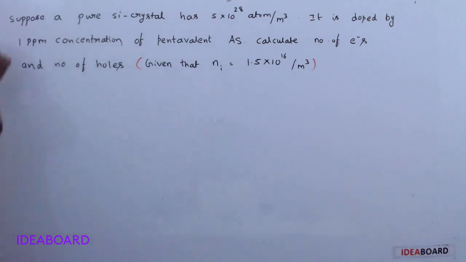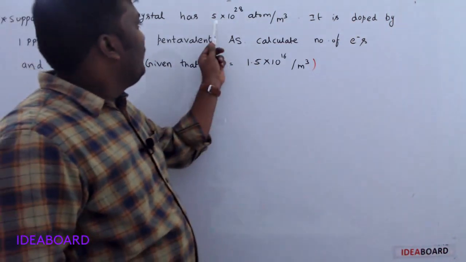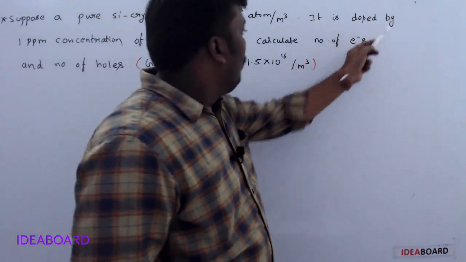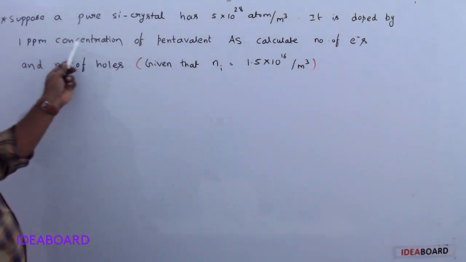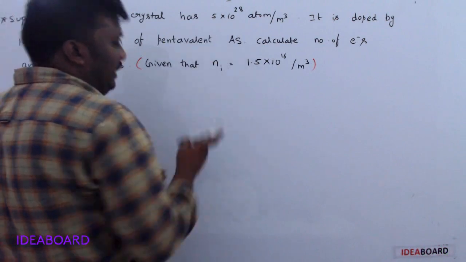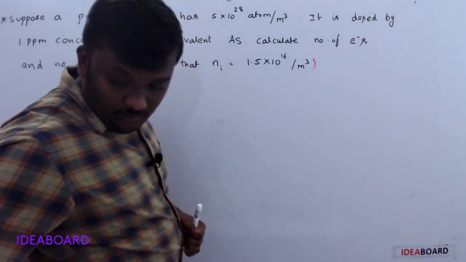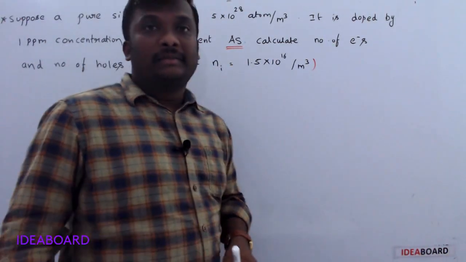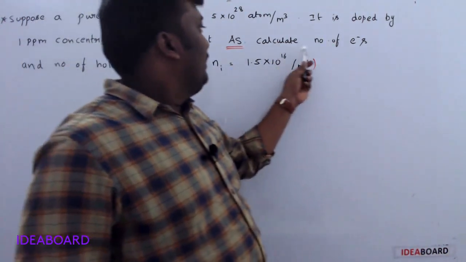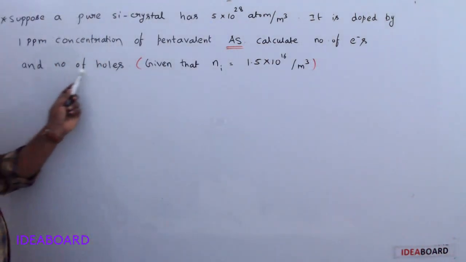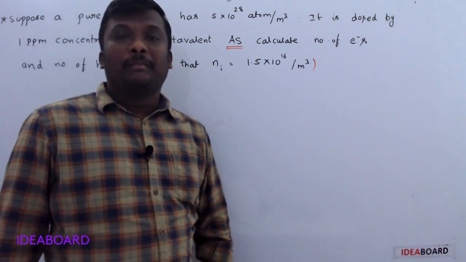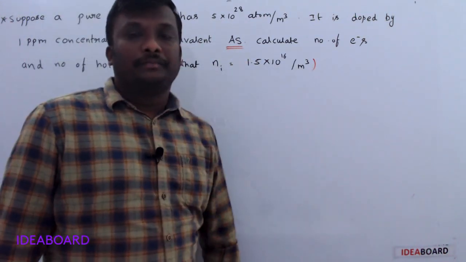So the next numerical is: suppose a pure silicon crystal has 5 × 10^28 atoms per meter cube. It is doped by 1 ppm concentration of pentavalent arsenic. So arsenic is added to a pure semiconductor. Then calculate the number of electrons and number of holes, given that Ni value is 1.5 × 10^16 per meter cube.